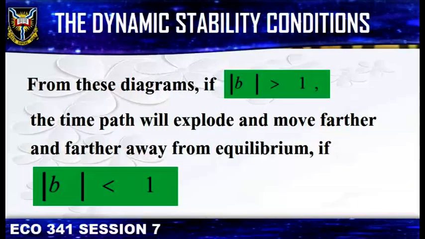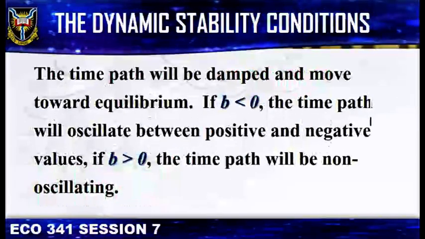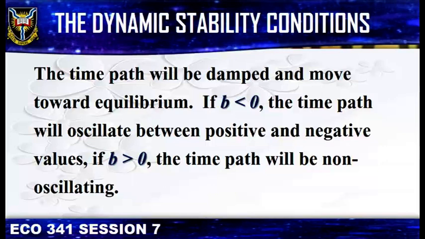From these diagrams, if absolute value of b is greater than 1, the time path will explode and move further and further away from equilibrium. If absolute value of b is less than 1, the time path will be damped and move toward equilibrium. If b is less than 0, the time path will oscillate between positive and negative values. If b is greater than 0, the time path will be non-oscillating.